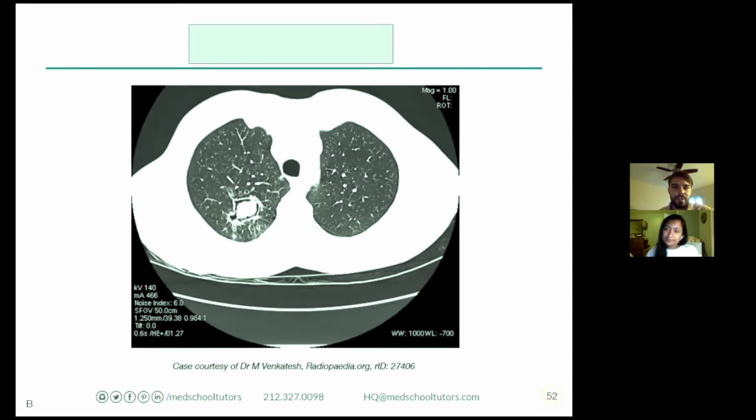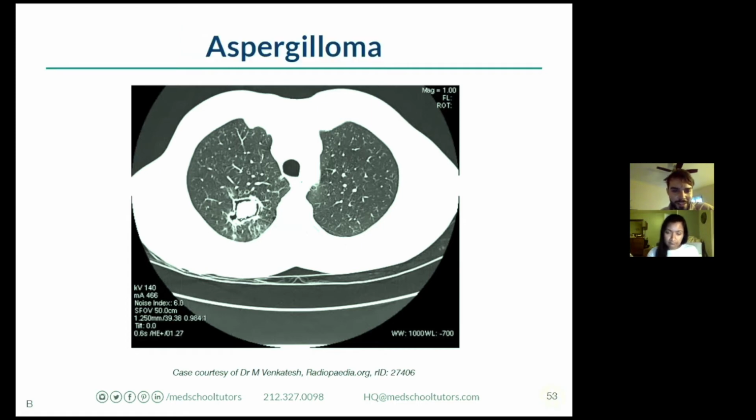So what makes this one different than the last one? The last one was filled with a structure that was completely black. This one's filled with a structure that's white. So that big difference will help us. Exactly, fungus ball. Thank you. In colloquial terms, that is what it's called. And so this is aspergilloma.